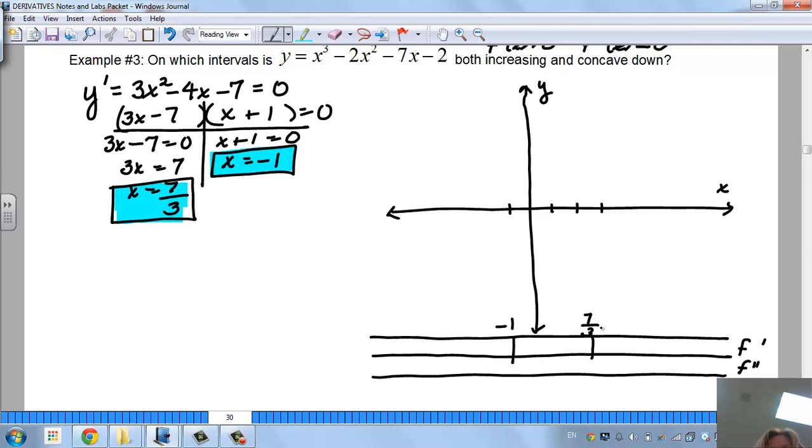Now let's figure out where this is increasing and decreasing. So let's go to the left of negative 1. If I pick negative 2 and put it in there, that'd be negative 6 minus 7. So that's negative, that's negative. A negative times a negative is a positive.